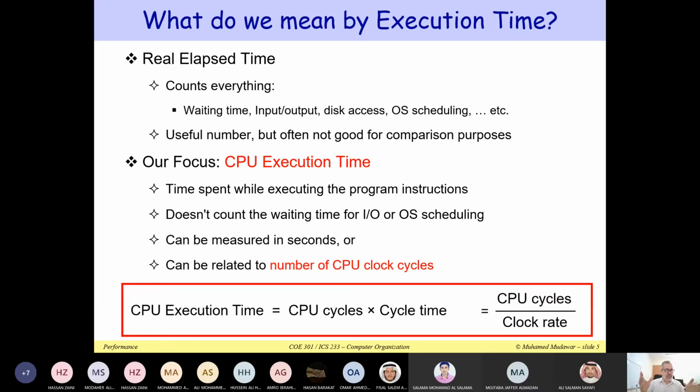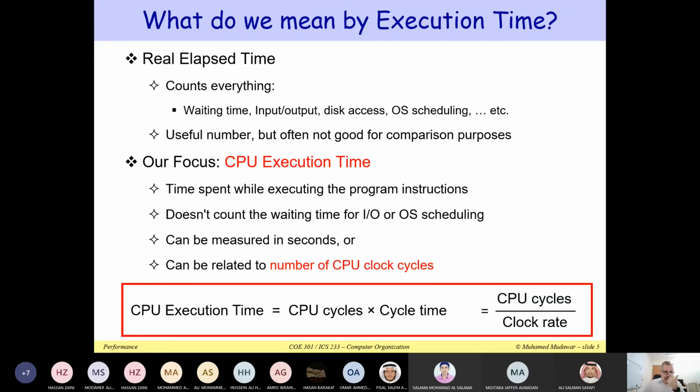So we just use the unit of time, which is seconds, or we can use the other units like milli, micro and nanoseconds. Or we can relate it to the number of CPU clock cycles. Now, there is a clock inside the CPU. Rather than measuring the CPU execution time in seconds, you can relate it to the number of clock cycles. You just count the number of clock cycles because clock cycles here means time. So we can relate the CPU execution time to the number of CPU clock cycles.